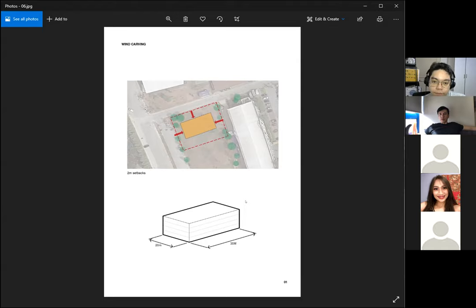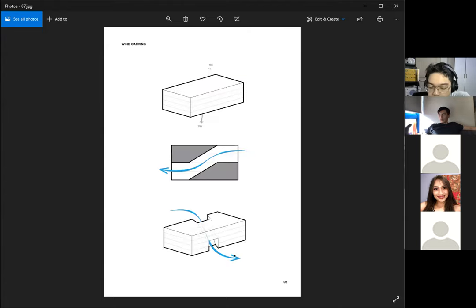And at the same time, iniwasan ko rin yung existing trees na nandun na since ayokong maging in the way dun sa mga puno na yun. So, ayun, the lot size or the building size is actually 35 meters by 20 meters. Then, I started with the wind carving. Binutasan ko yung building in a way na oriented siya sa northeast and southwest since dun yung direction ng wind.